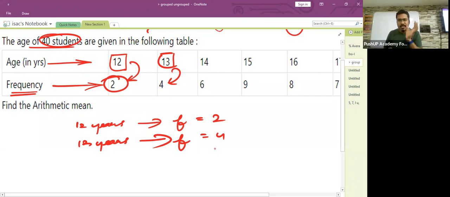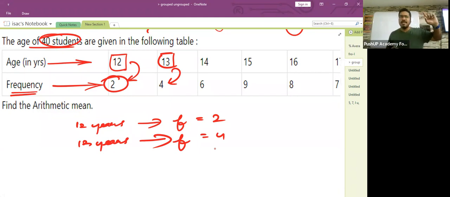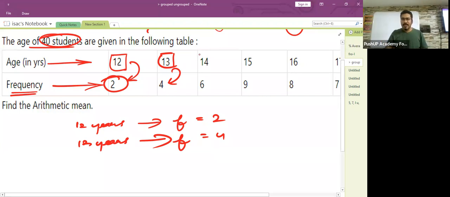Children, this time I slightly changed my sentence. Last sentence I had used the word frequency. Suddenly I changed the sentence. The number of people whose age is 13 years is 4. So you should understand frequency is the number of people who are assigned to that particular age. That is defined as the frequency. Understood?